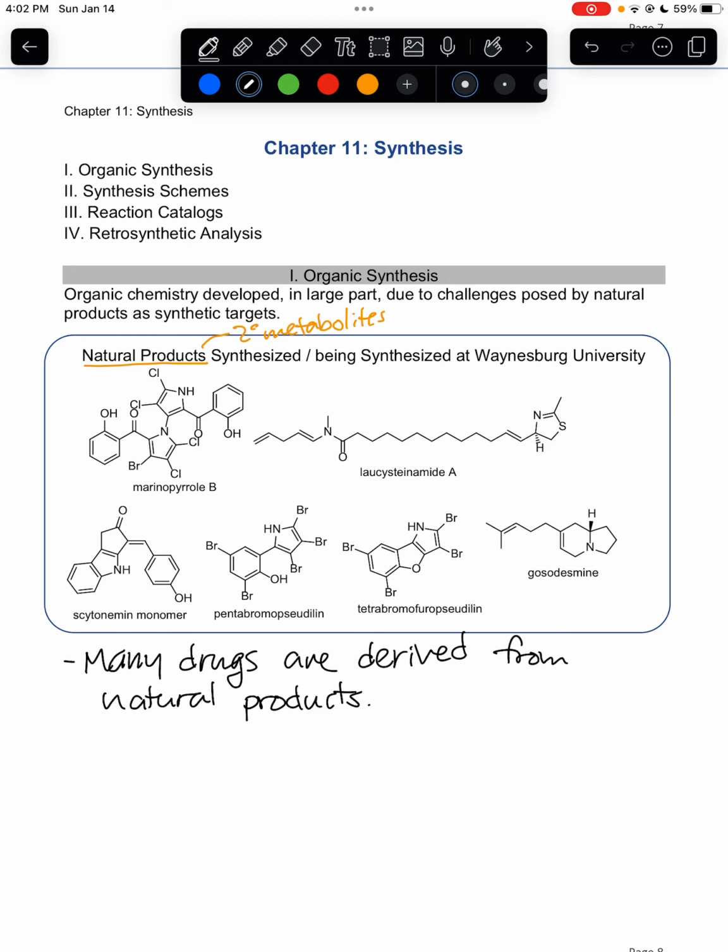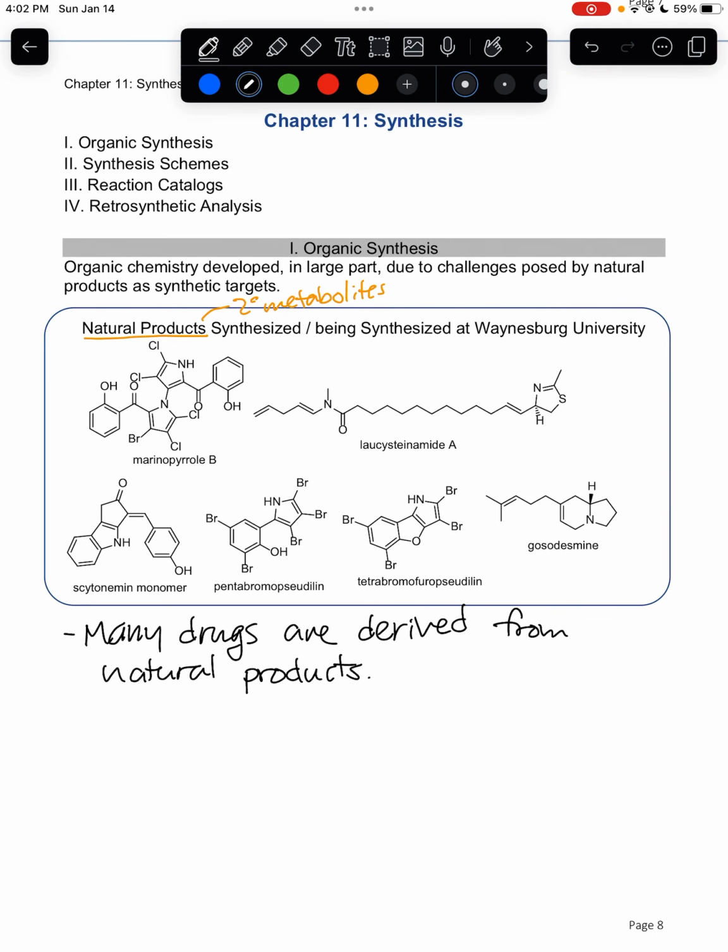And like I told you, organic chemistry really is the central science to pretty much everything. And the way that it developed was in large part due to chemists wanting to be able to produce or make molecules that are presented by nature, these natural products being synthetic targets. And here are some examples of natural products that have been synthesized here at Waynesburg University in our research lab, and or being synthesized as we speak.